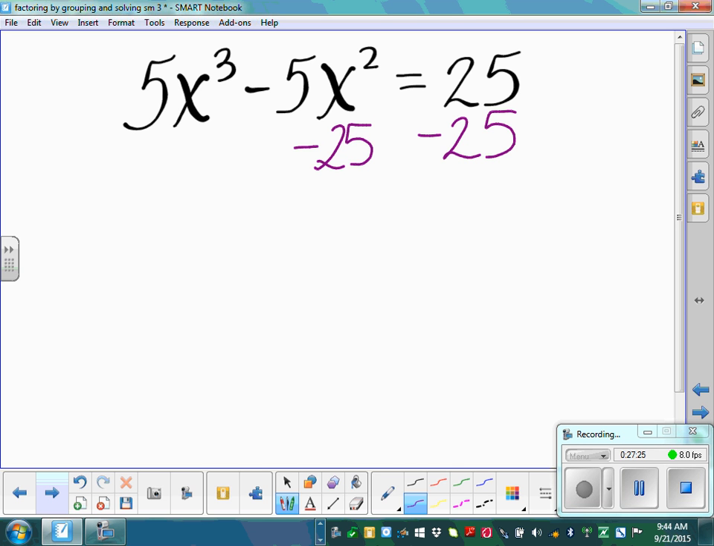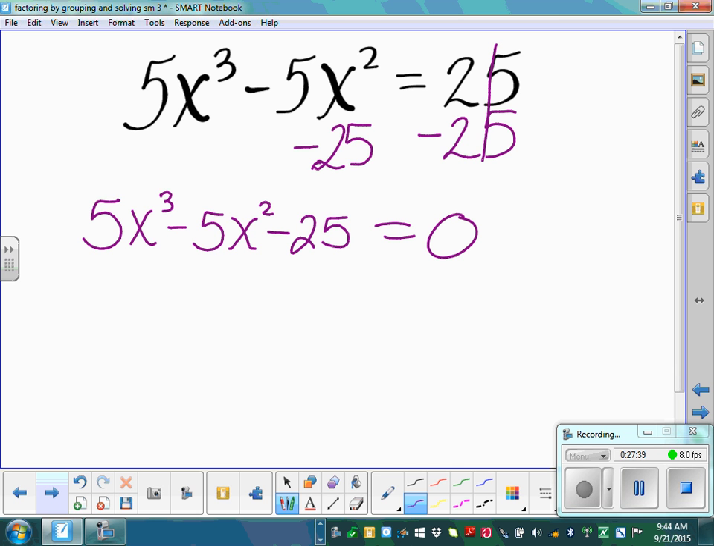Now keep in mind, guys, over here on the left, you can't combine any of these things. They're not like terms. So I'm just going to write it prettier. 5x cubed minus 5x squared, and then it's minus 25. And now it's equal to, those add up to be 0. And now we fixed it, so we're good. We can continue from here. Oh. Okay, and I meant to put an X on that because otherwise we haven't learned how to solve this yet.